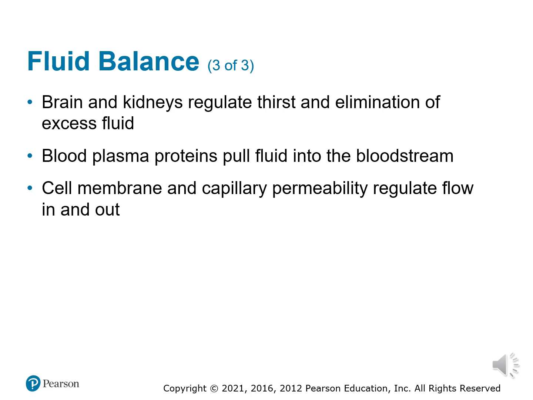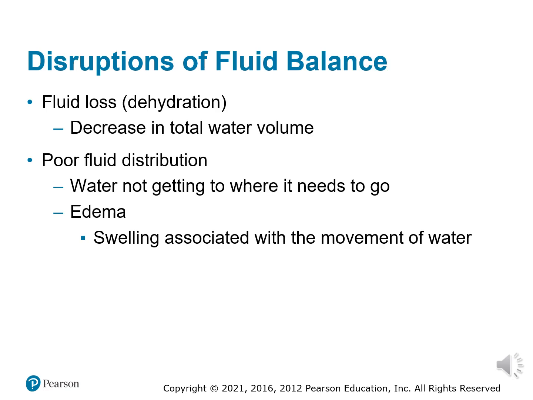Brain and kidneys regulate thirst and the elimination of excess fluid. Blood plasma proteins pull fluid into the bloodstream, and cell membrane and capillary permeability regulate the flow in and out. Next is disruptions of fluid balance. Fluid loss causes dehydration, a decrease in the total water volume. Poor fluid distribution is when the water is not getting to where it needs to go, causing edema or swelling associated with the movement of water.